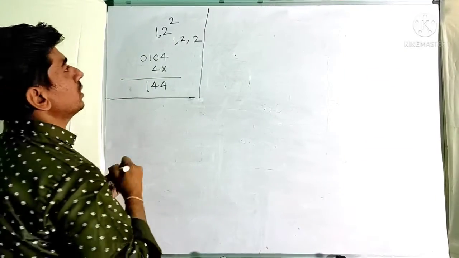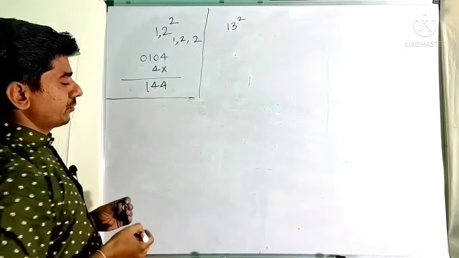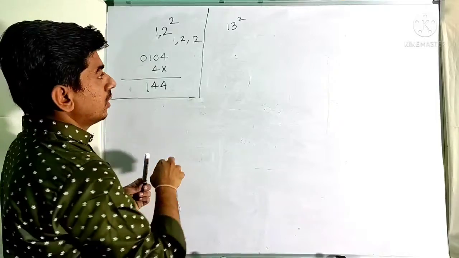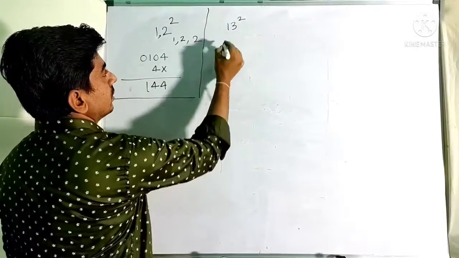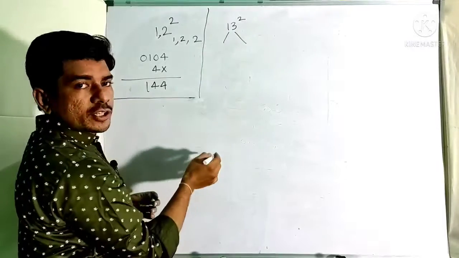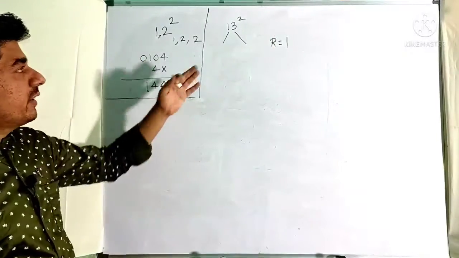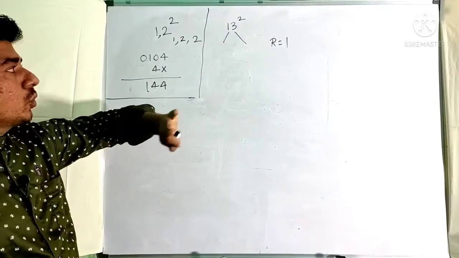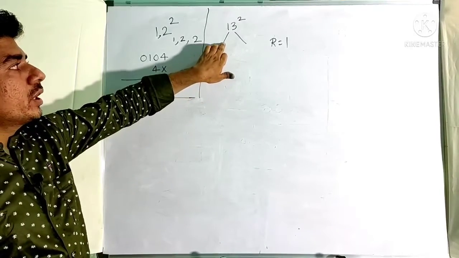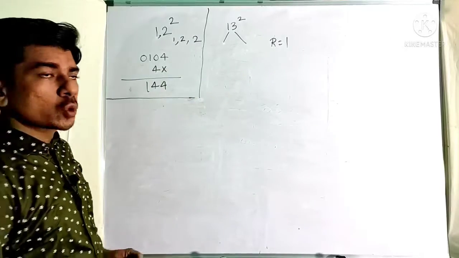The next example will also be a simple number, that is 13 square. Again, make it into two parts. The right part, how many digits is it made up of? The right part is made up of 1 digit. For the left part, we don't have to bother about how many digits it contains. Just now we are going to take the squares.